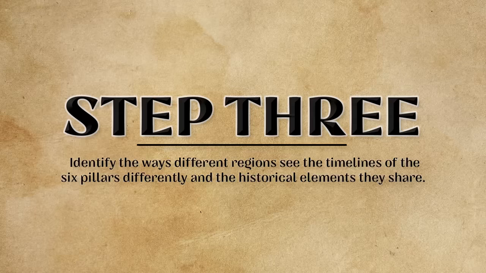And the more levels you do this on, continent versus continent, kingdom versus kingdom, even city versus city, the more realistic it becomes, looking at these six timelines from different perspectives, how they experience them differently. And that gives us step three. Identify the ways different regions see the timelines of the six pillars differently and the historical elements they share.